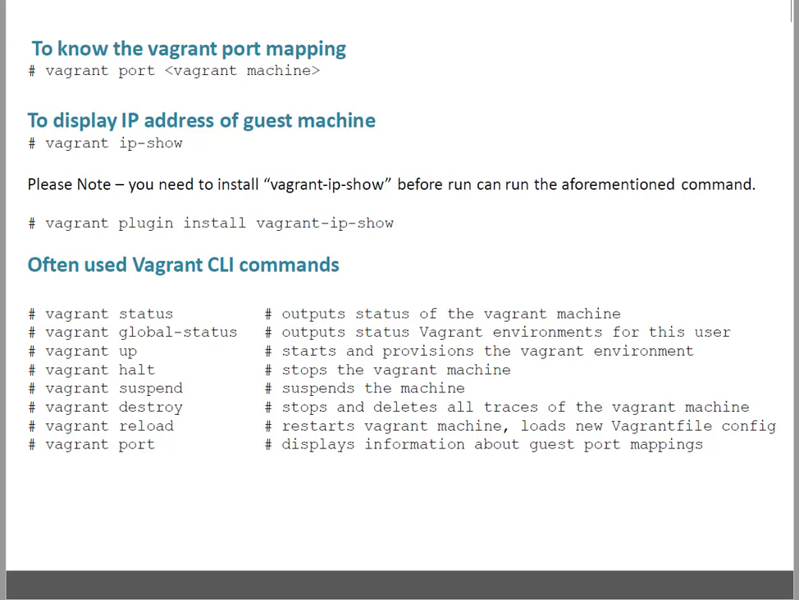Vagrant reload means it restarts the Vagrant machine and loads the new Vagrant config. For example, you want to do some reconfiguration work, let's say some customization. You can update your Vagrantfile, and after that, you can run vagrant reload. It will automatically reload or restart the machine with the new configuration. Vagrant port, as I mentioned, displays the information about guest port mapping. So let's quickly go through these commands.